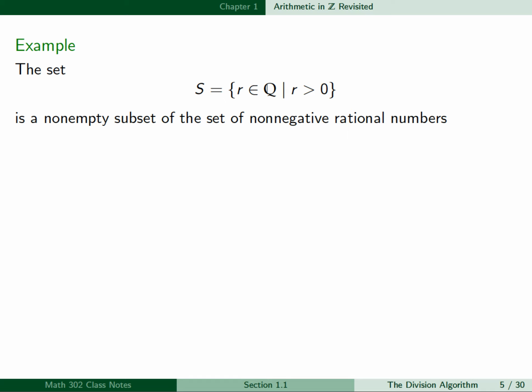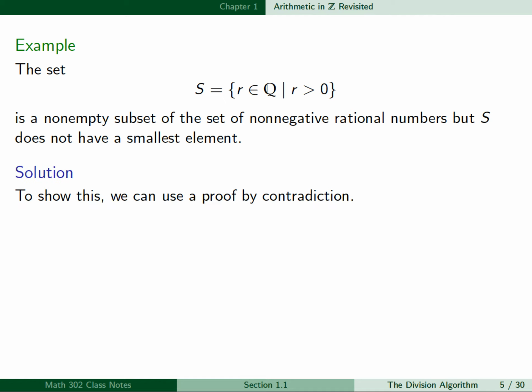So for our example, the set S, which consists of r in Q such that r is greater than 0, so this is the set of rational numbers which are greater than 0, or the set of positive rational numbers. And this is clearly a non-empty subset of the set of non-negative rational numbers, but it does not have a smallest element. And we want to show this. To show this, we can use a proof by contradiction.